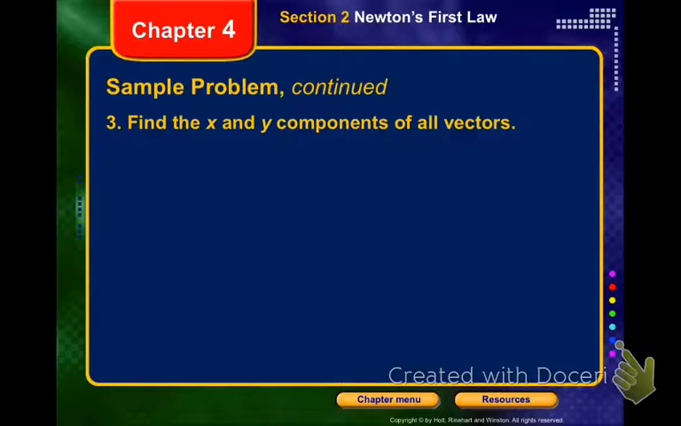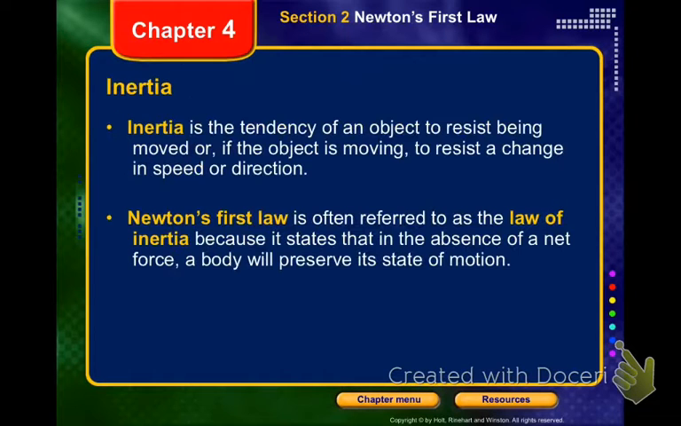Inertia. It is the tendency of an object to resist being moved, and if the object is moving, it wants to resist a change in speed or direction. So inertia is dealing with resisting a change, either to start moving or, if it's already moving, to change its movement. Newton's first law is often referred to as the law of inertia, because in the absence of a net force, a body will preserve its state of motion.